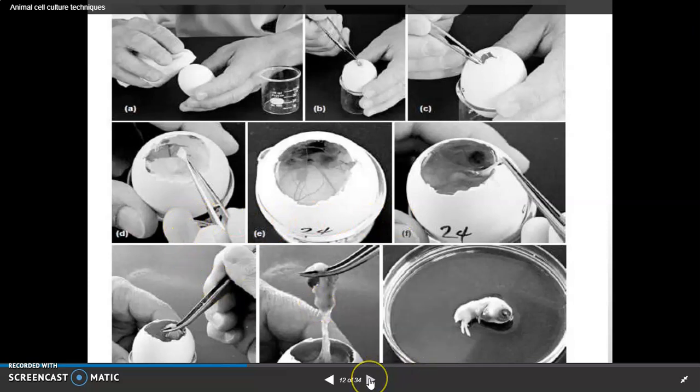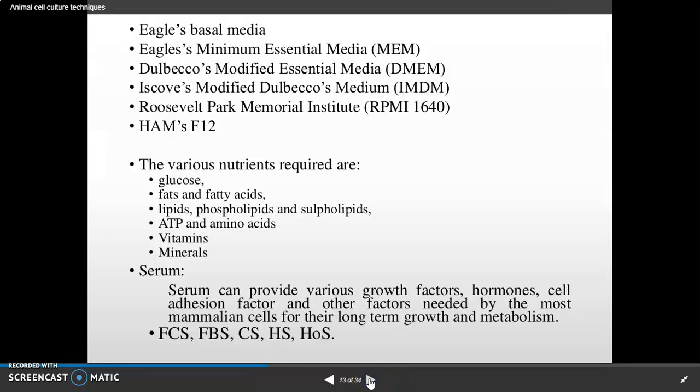You are taking a tissue from an animal. Then see, these are several kinds of mediums: MEM, DMEM, IMDM, RPMI 1640, HAMS, F12. The various nutrients required are: glucose is mandatory, fats and fatty acids are necessary, lipids, phospholipids and sulfolipids are very important for the preparation of animal tissue culture media.